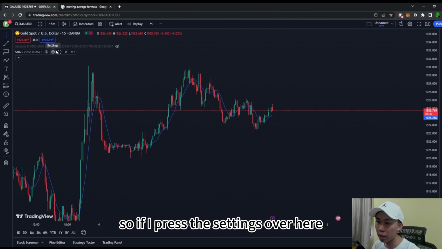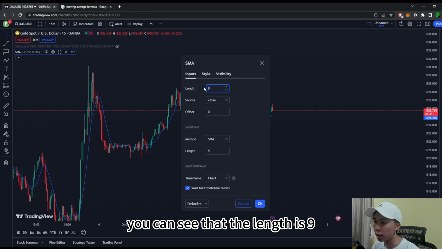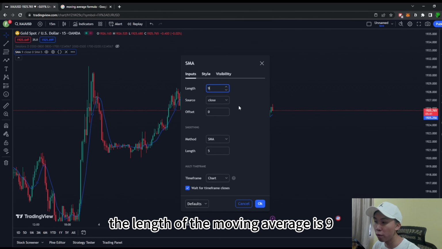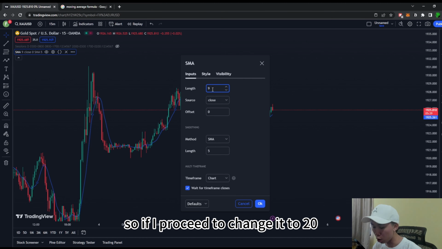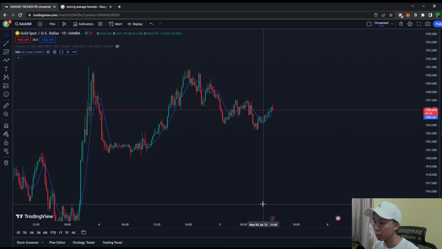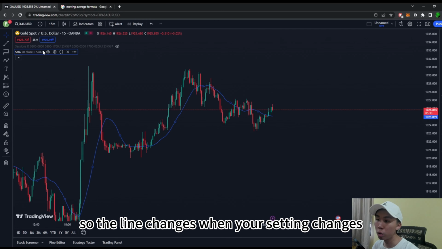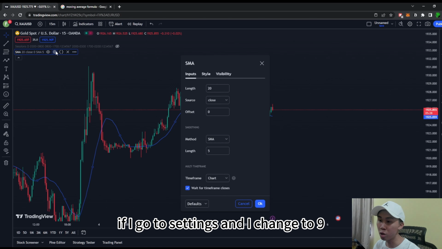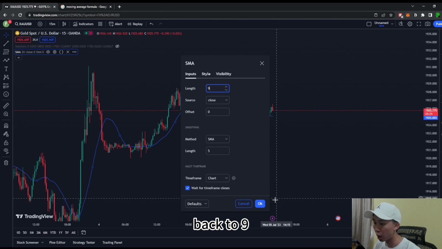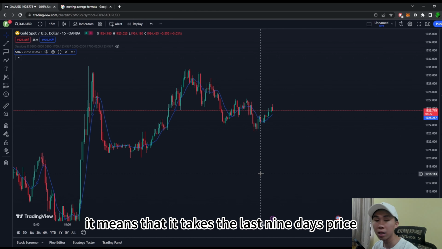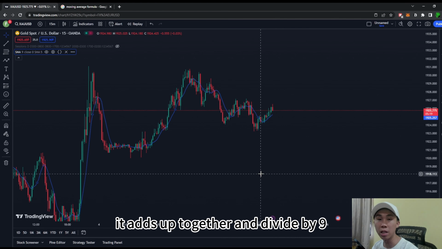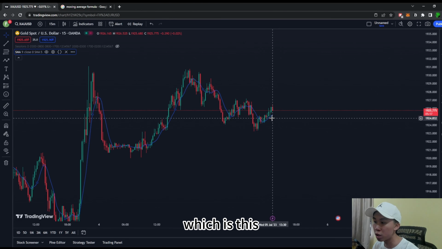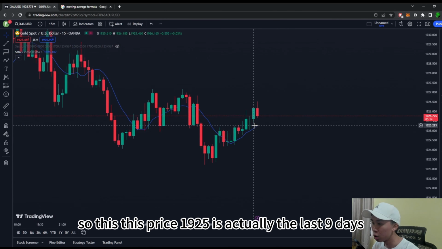If I press the settings over here, you can see that the length is 9. The length of the moving average is 9. If I proceed to change it to 20, the line changes. The line changes when your setting changes because it takes different prices. If I change back to 9, it means that it takes the last 9 days' prices, adds them up together and divides by 9 to get the average price, which is this line over here. So this price, 1925, is actually the last 9 days average price.